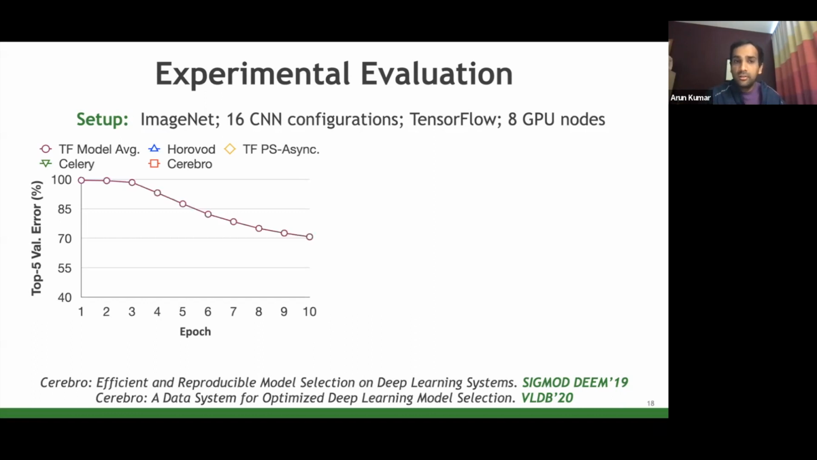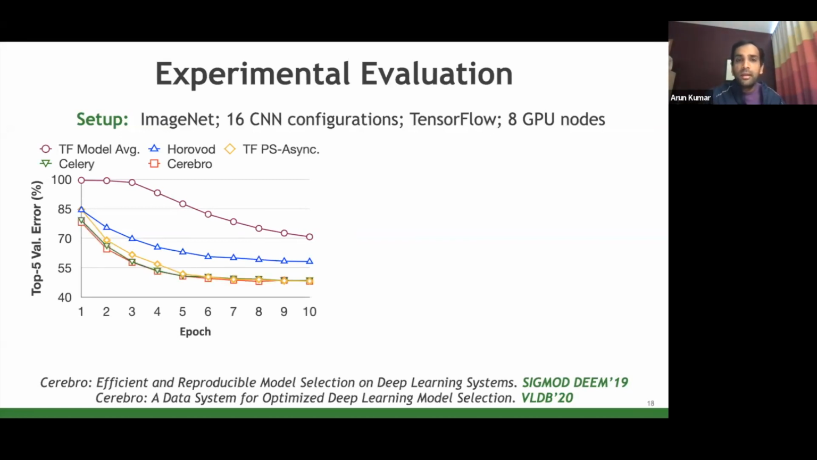Model averaging does not converge well. Horovod converges better. Notice that accuracy needs to improve over the epochs. Lower is better. Parameter server asynchronous also works well. Horovod and parameter server asynchronous have a slight gap, but that gap can be mitigated with Horovod's batch size adjusted.